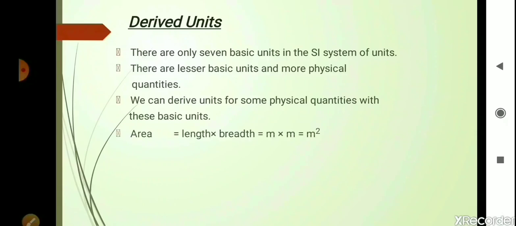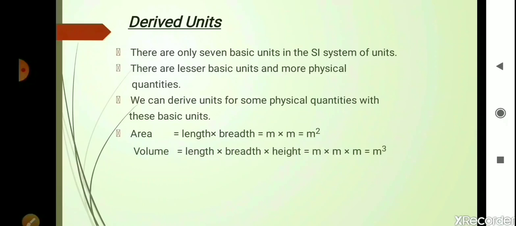Suppose area. The formula for area is length into breadth, as we all know. Now for length, the SI unit is meter. The breadth is also a kind of length, so breadth is also measured in meter. Length into breadth, that means meter into meter, is square meter. So the SI unit for area will be square meter.